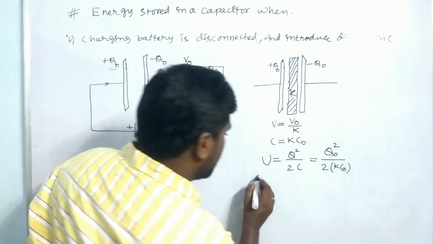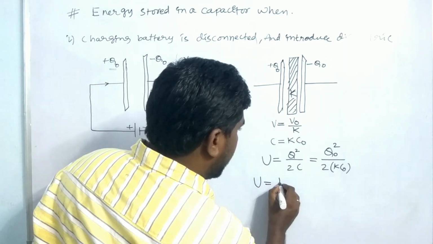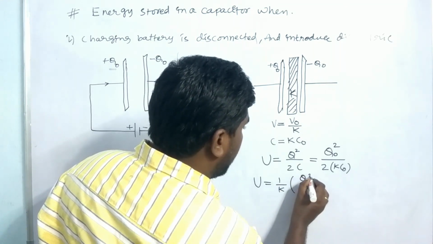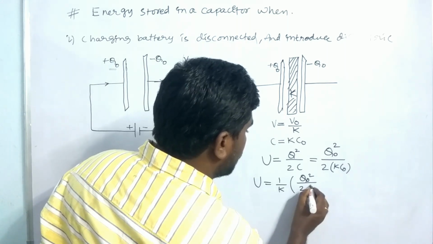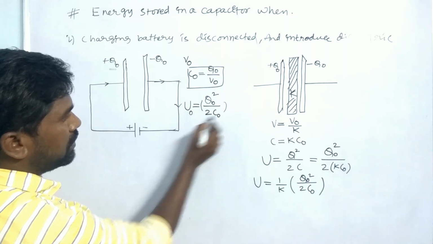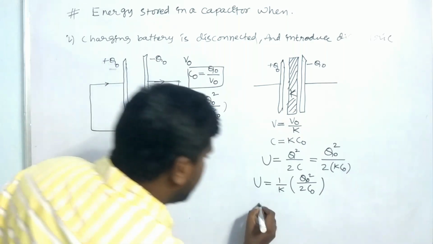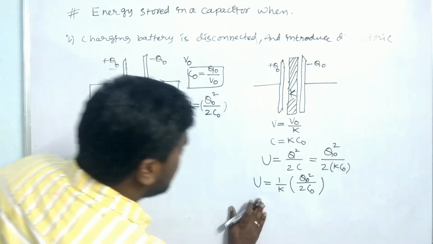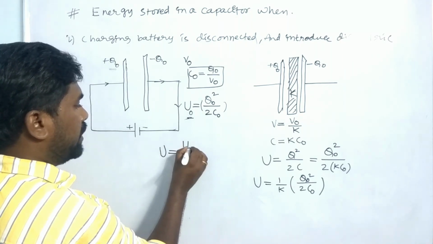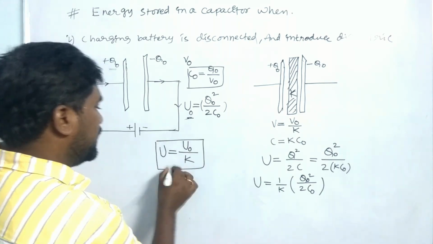From this equation you can write that U is equal to 1 by K into U0 square by 2C0, where U0 square by 2C0 is nothing but U0. Q0 square by 2C0 is equal to U0. Therefore U is equal to U0 by K. The energy decreases.